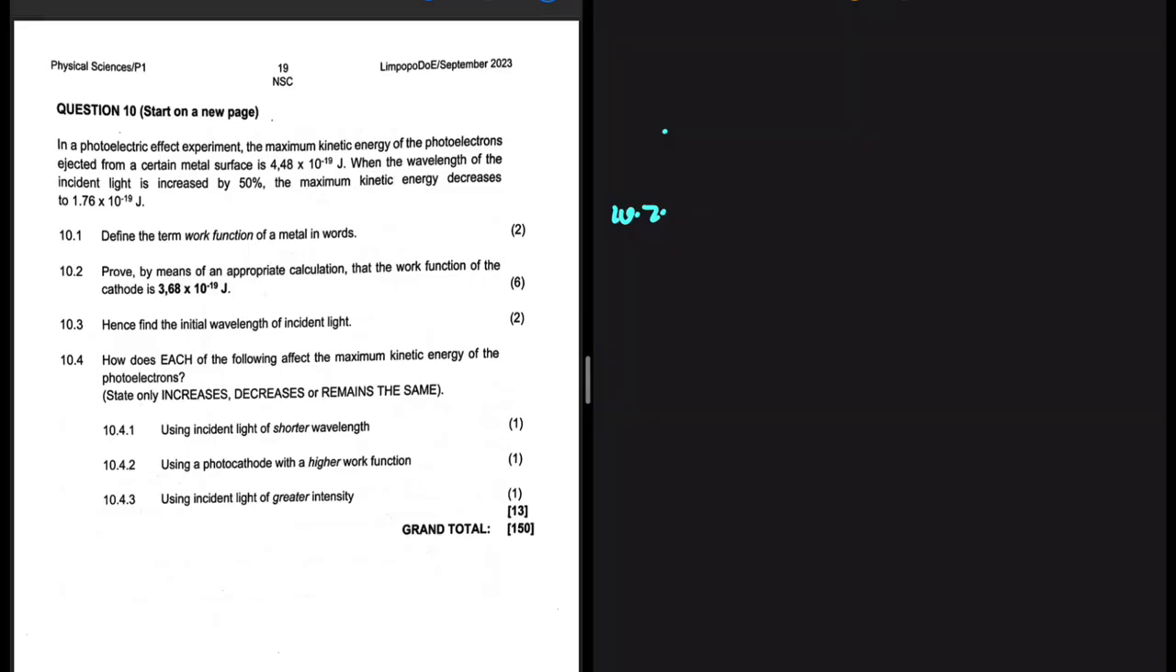When light of an unknown wavelength is shone on the metal, the maximum kinetic energy is 4.48 times 10 to the minus 19 joules. Let's go ahead and set up that equation and see what we're going to have. We know that Planck's constant multiplied by the speed of light divided by the wavelength is equal to the work function plus the maximum kinetic energy.